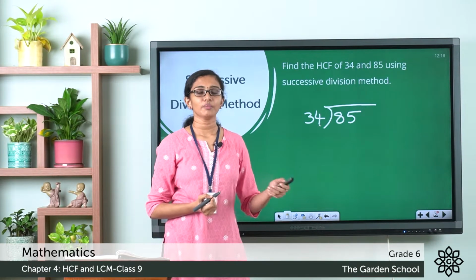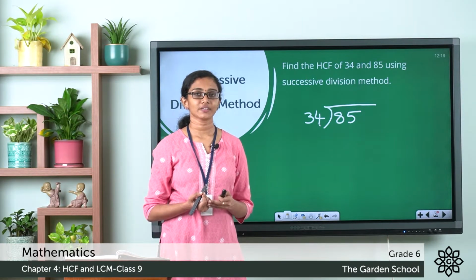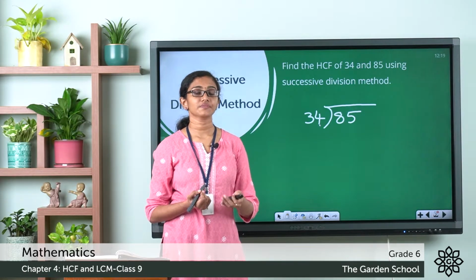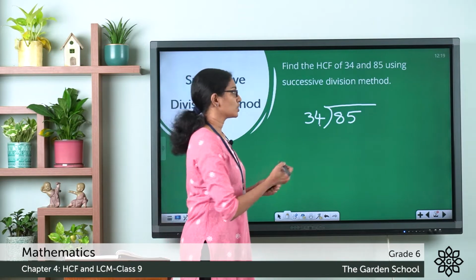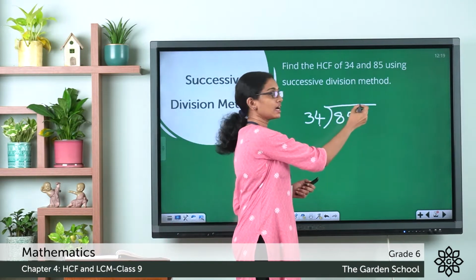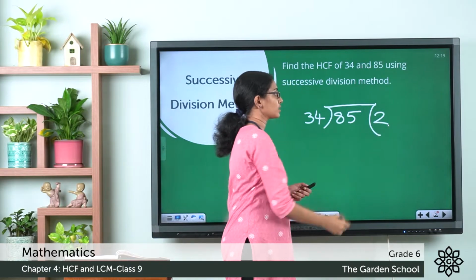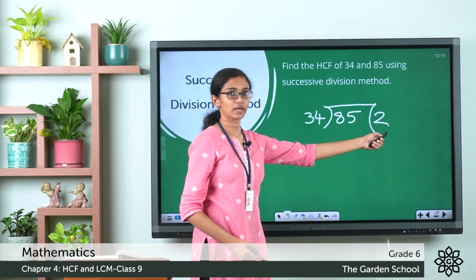Now, how many 34s are there in 85? 34 ones are 34, 34 twos are 68. Can we take 34 threes? No. So let's take two 34s. Instead of writing the quotient here, I am going to draw a curve like this and write the quotient here. So this means in the quotient part we have the number 2 right now.